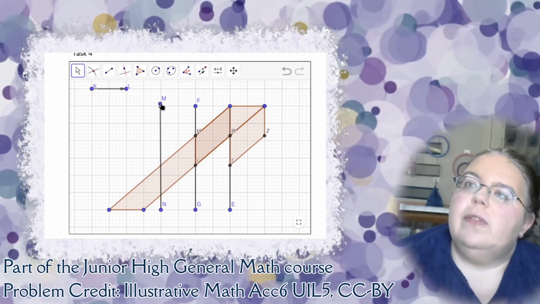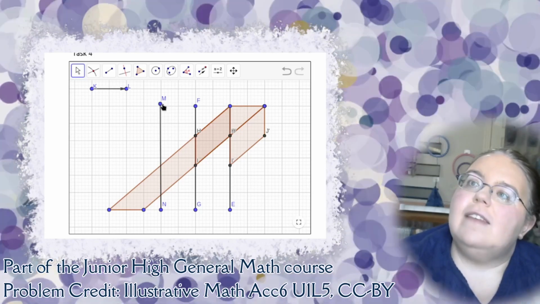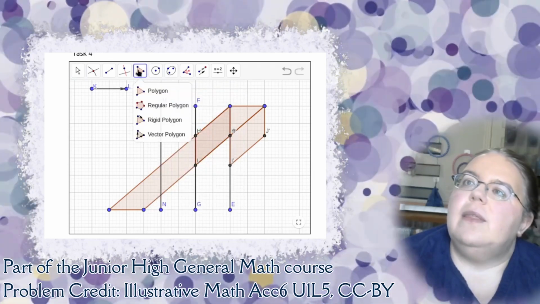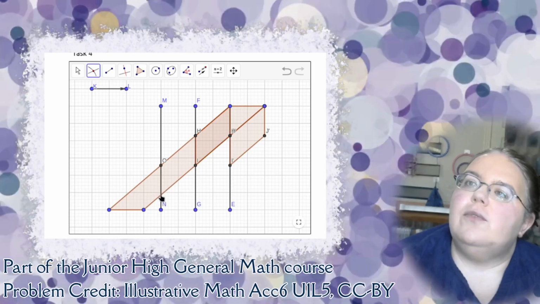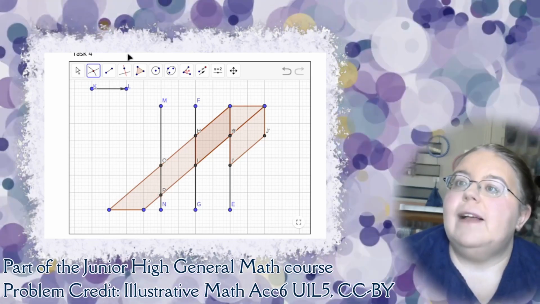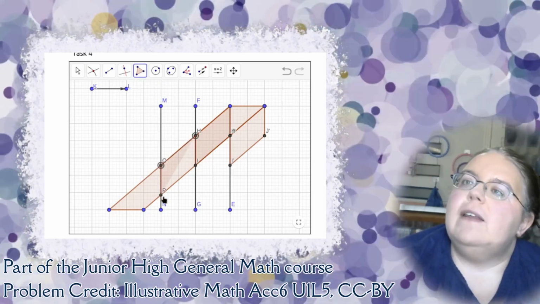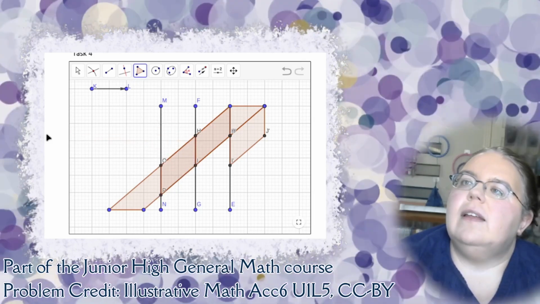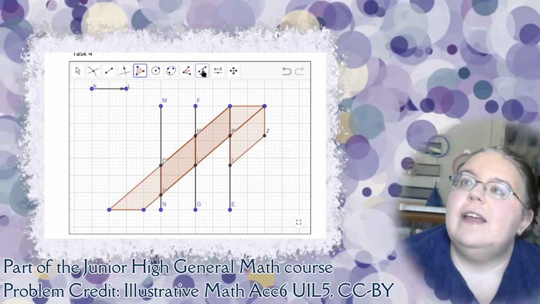The most important thing about the height segments is that they're perpendicular to the base segment. I see that this one went a little off the grid line, so I'm going to fix that. Then I will use the Intersect tool on those two spots right there to make sure everything lines up very well. I will draw a polygon with these vertices. Always remember to come back to your first vertex when you're drawing a polygon.